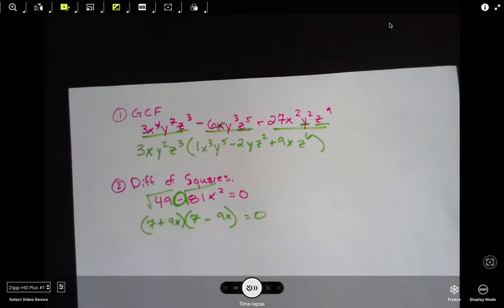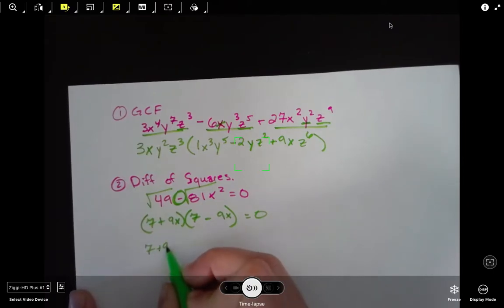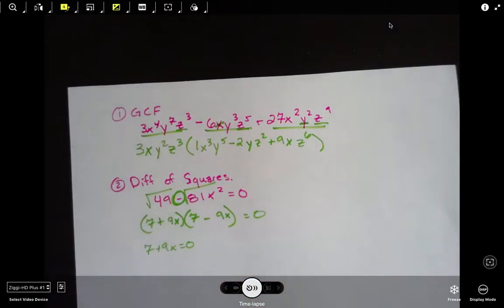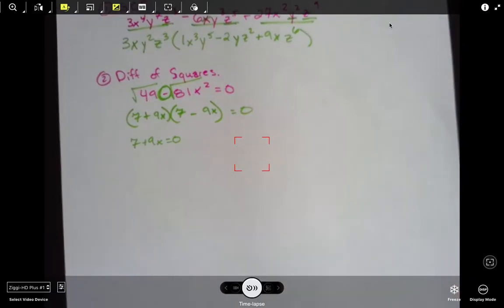Equals 0. Now when it's set equal to 0, I set both pieces equal to 0. So 7 plus 9x equals 0. And then what? And 7 minus 9x equals 0.